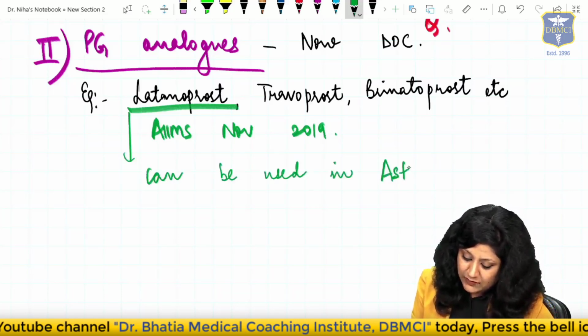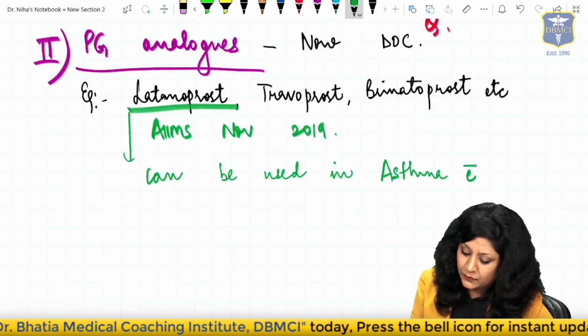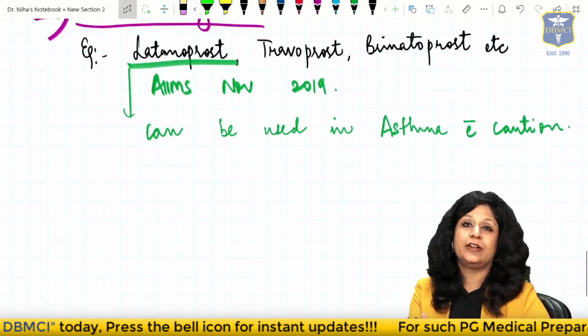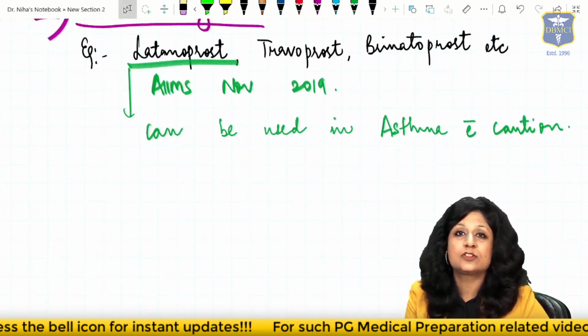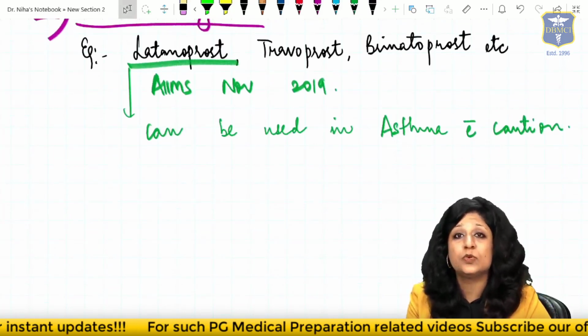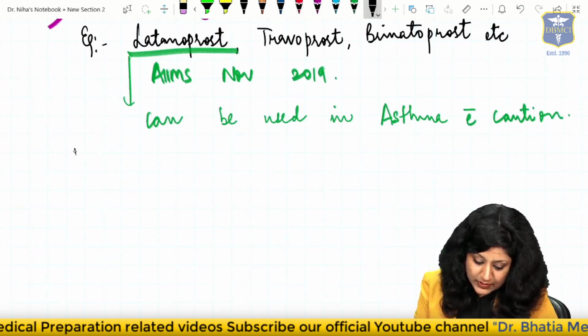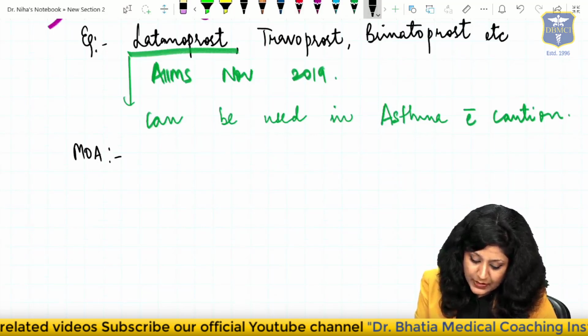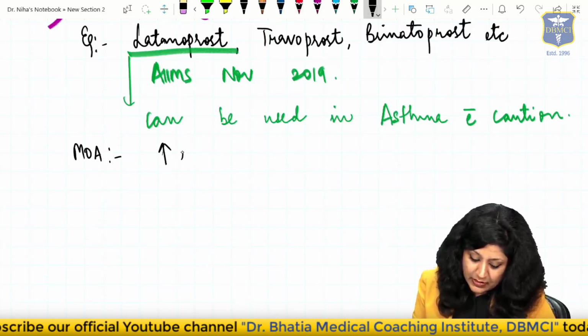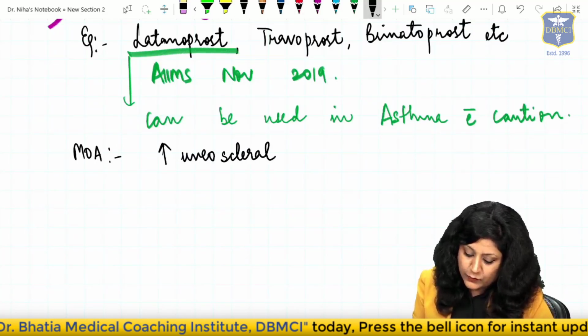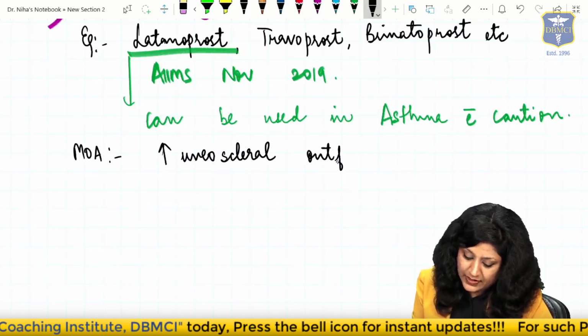If the patient is having asthma, we can use it, but with caution. So you have to be careful. It is not an absolute contraindication as it is in case of non-selective beta blockers, but you can use it. Okay. Now, what is the mechanism of action of these drugs? Mechanism of action will be the increase in the uveoscleral outflow, right?